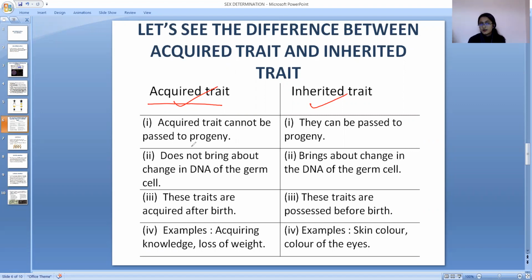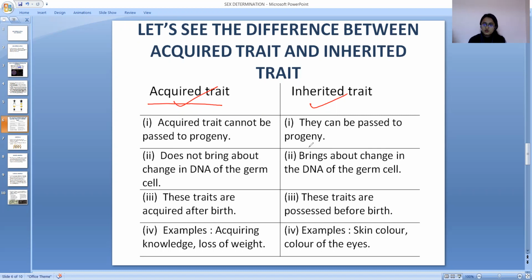Acquired traits cannot be passed to progeny. मान लो आपने आज रनिंग सीखी, आपने पेंटिंग सीखी, अब जरूरी नहीं है कि आपके जो बेबीज होंगे that will also going to paint, right? So that is not inherited. Acquired characters are not inherited. They stay with you and go with you throughout the life, right?